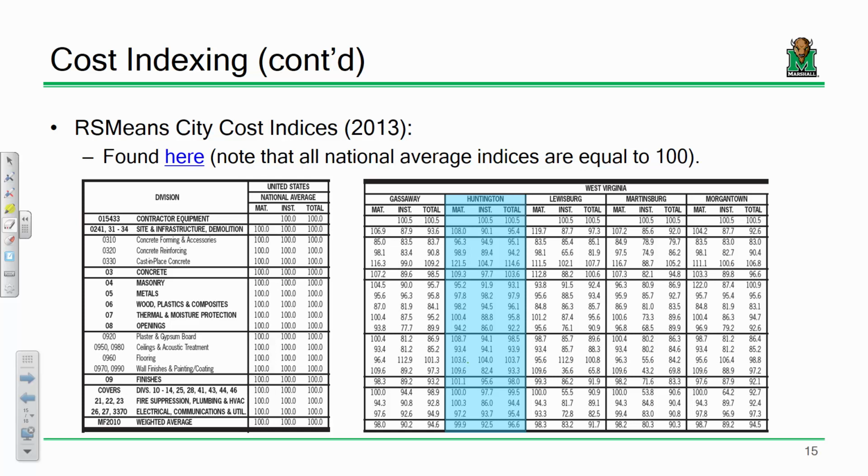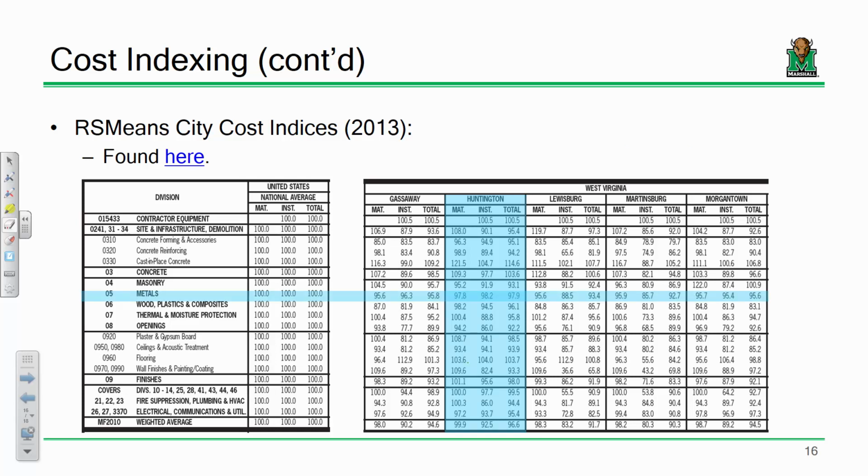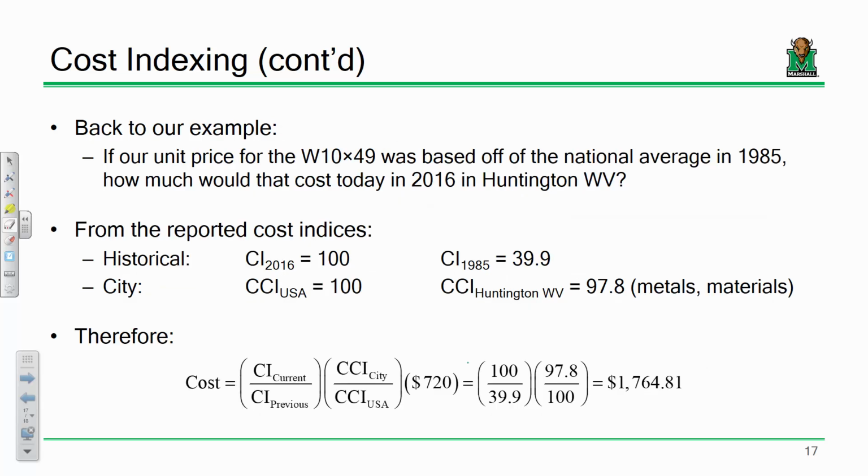So we have material costs, installation costs, and total costs, depending upon what we're looking at. We've got contractor equipment, site and infrastructure demolition, concrete, masonry, metals, etc. If we were looking at metals, our material costs tend to be a little cheaper, whereas cast-in-place concrete tends to be a little more expensive. Do you see what I mean? It just depends on what you're looking at. And again, the United States is always sort of 100. So if it's higher than 100, it's more expensive. If it's less than 100, it's less expensive. That makes sense?